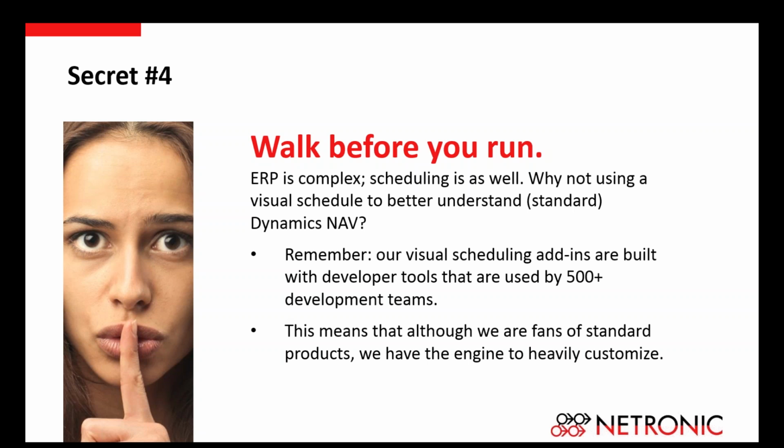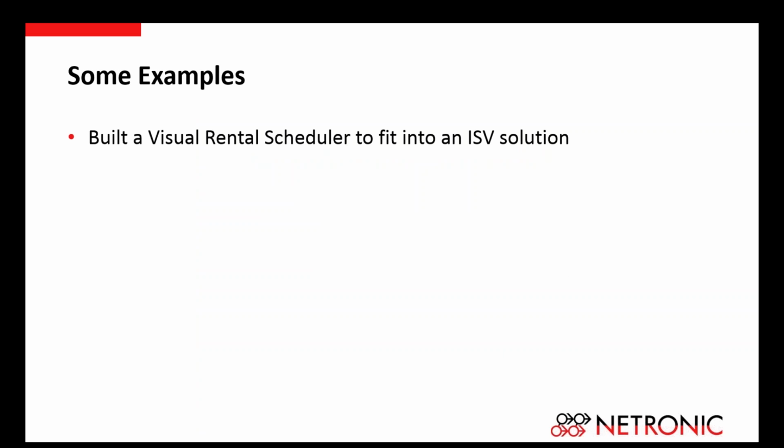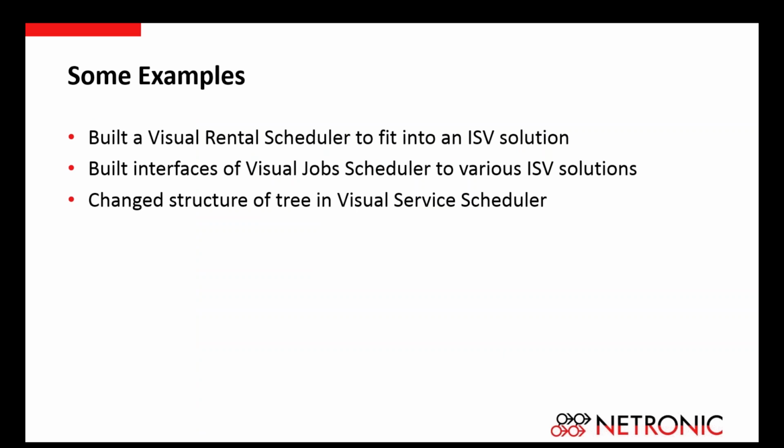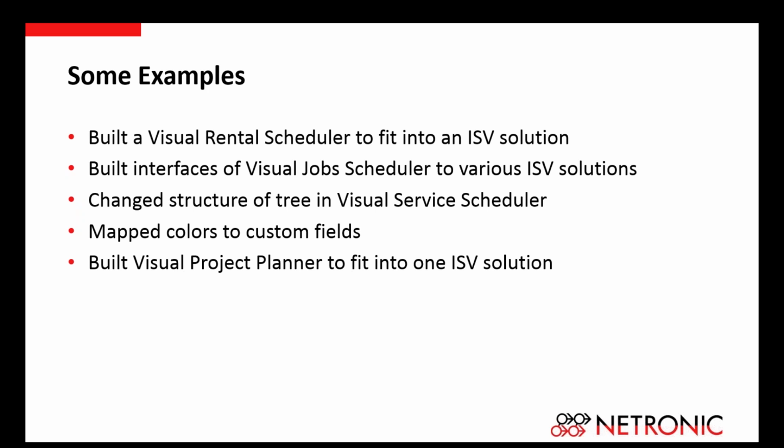And we're pretty much always in a state of working with multiple customers on customizing the scheduler to fit the specific needs they have. So we've done it with rental schedulers. We've built interfaces on the visual job scheduler for various solutions. We've adjusted the actual tree chart and the service scheduler, so we can either do the service scheduling by prioritization of service orders. You can also do it by location, for example. We've done that. There's mapping to custom fields in NAV.